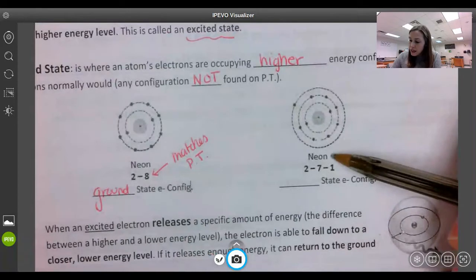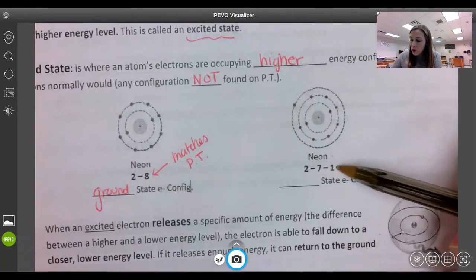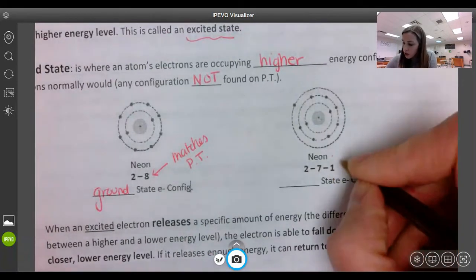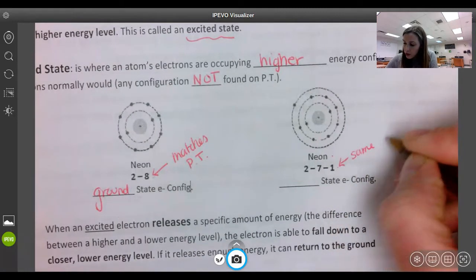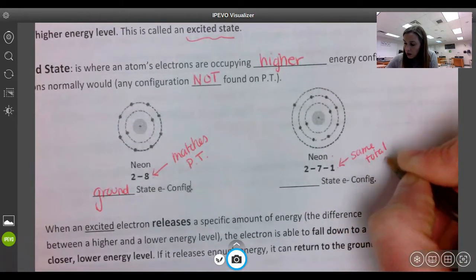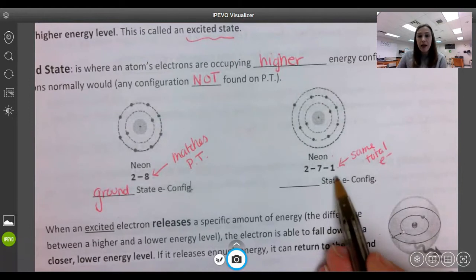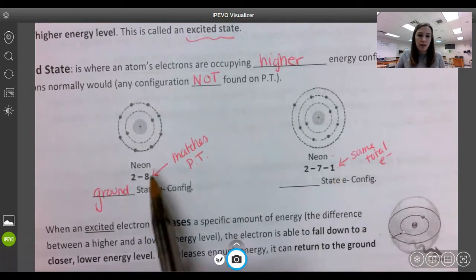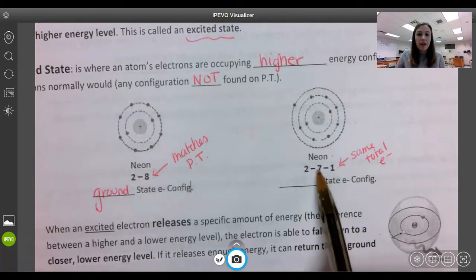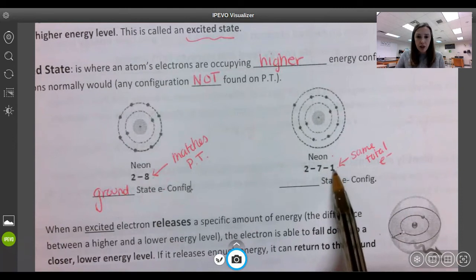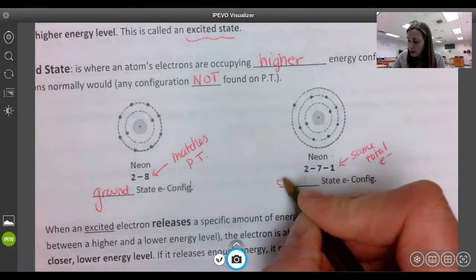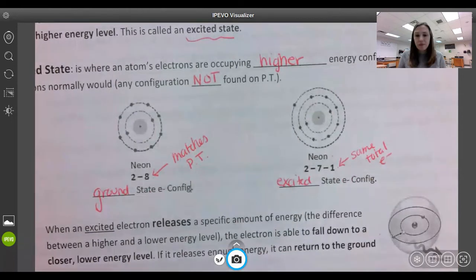Okay, if I have neon, but I have the configuration 2-7-1, now I still have the same total. Okay, so same total, we haven't lost or gained. But now I can see that this one electron that was in the second energy level is now up in the third. That means that it moved up to a higher energy level. So this configuration must represent an excited state.